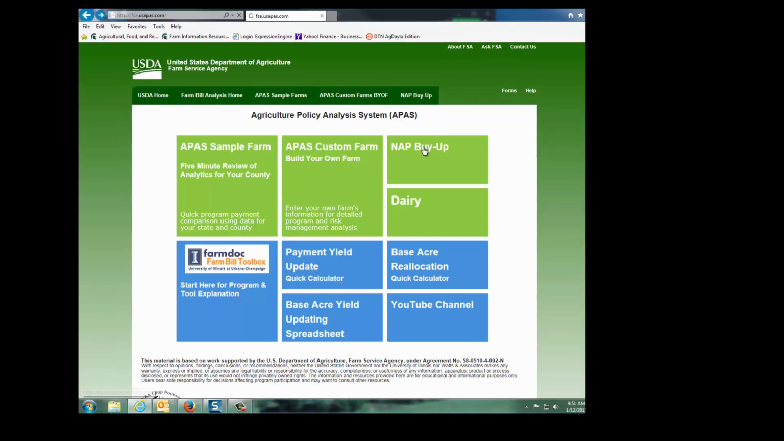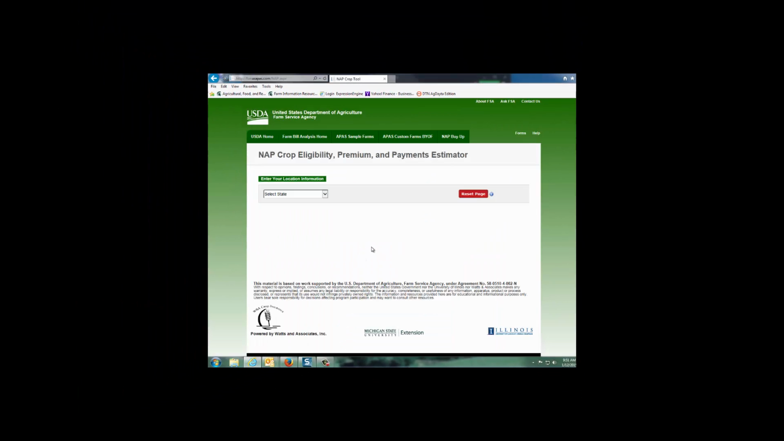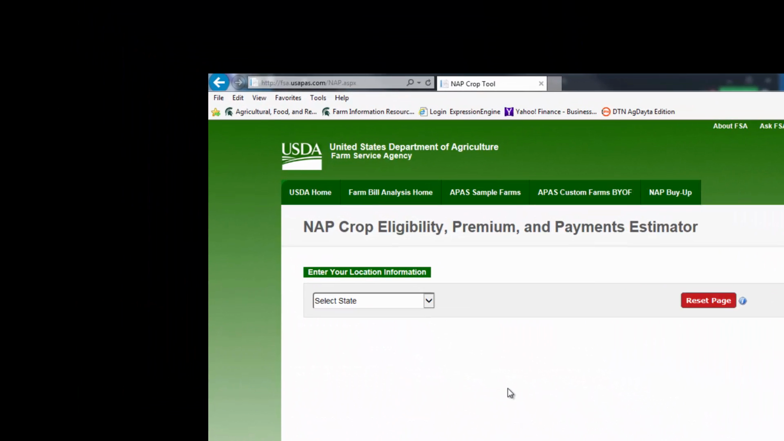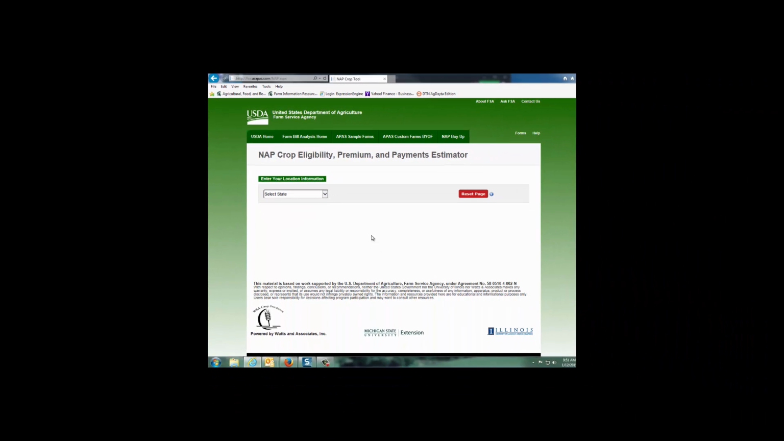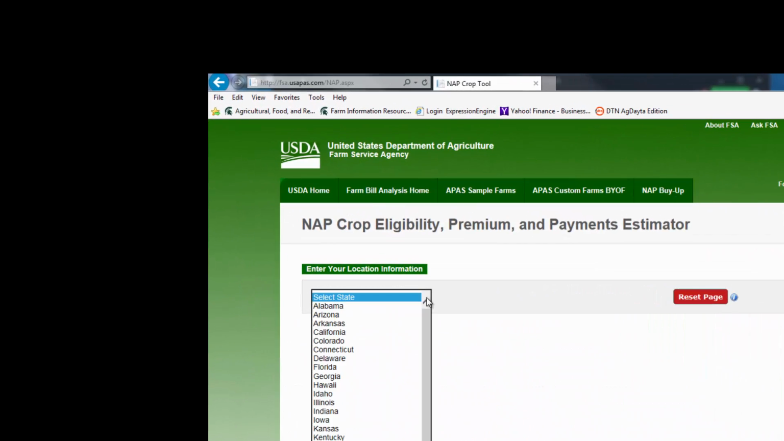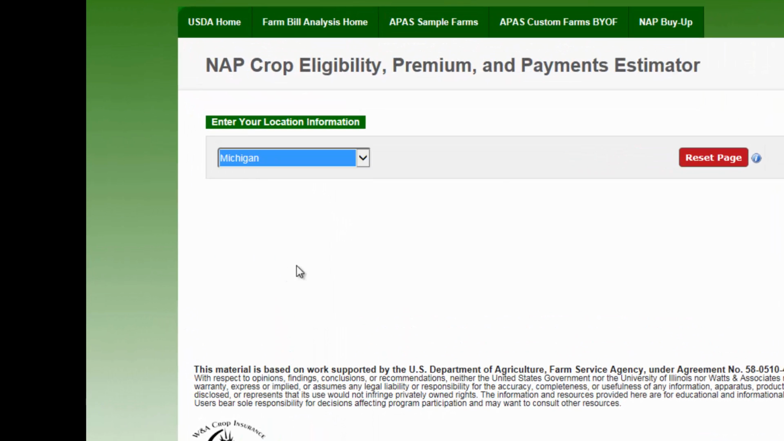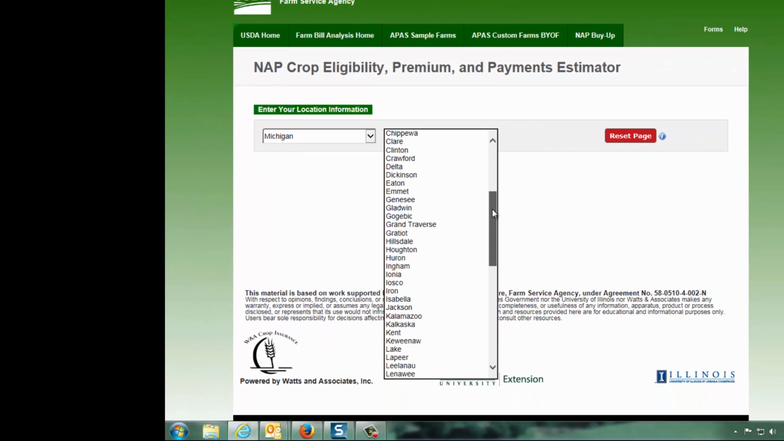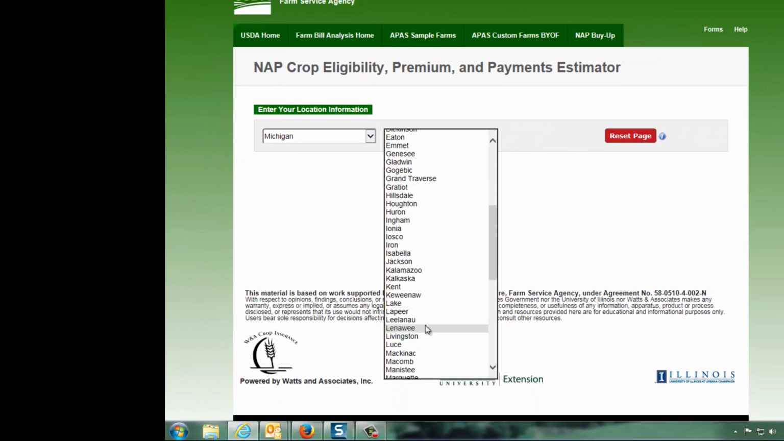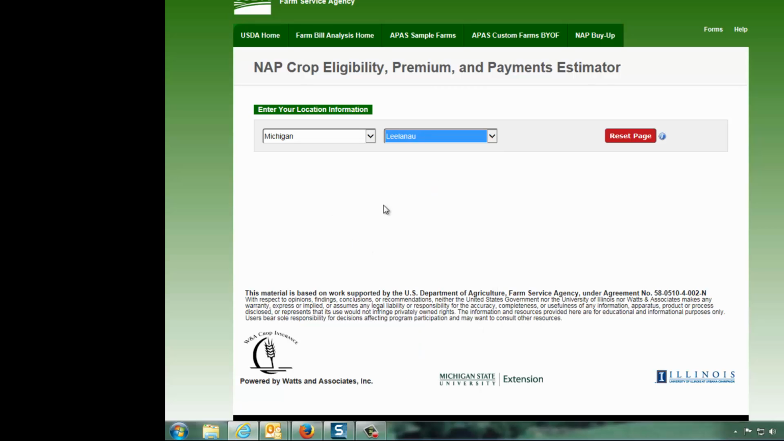So we click on that, and it comes to this page here. This page is to help you figure out whether your crop is eligible, the premium, and then an estimate of your payments. So let's go through an example. First, we need to select the state, and we're going to use Michigan in our example. Then you need to go to a county, and we're going to use Leelanau, Michigan, as the county.